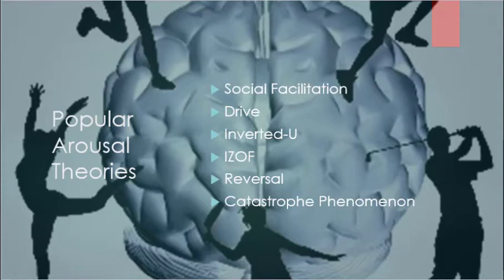Let's first take a look at some of the popular theories around arousal. We've already discussed social facilitation theory. In this module, we'll also discuss the drive theory, inverted U hypothesis, individual zone of optimal functioning, known as IZOF, reversal theory, as well as the catastrophe phenomenon.